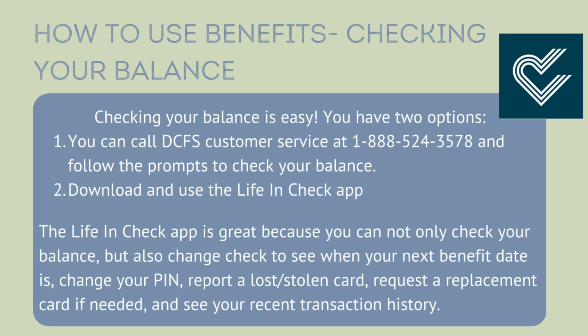But the even easier way is to download the Life and Check app. And I love this app because you can always check your balance, but you can also check to see when your next benefits will be loaded onto the card. You can change your PIN if you need to. You can report a lost or stolen card here. You can request a replacement card if you need one. And you can see your transaction history. I really like this one. It's very transparent. I would highly recommend getting the app if you end up being eligible. It's just really easy to track everything, and that way there's no surprises coming, and that's the great part of it.